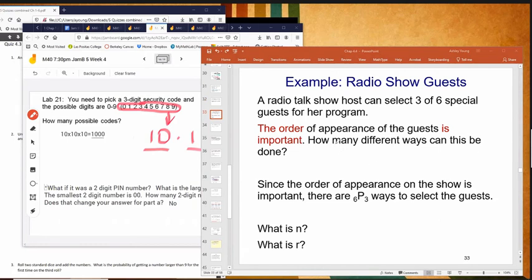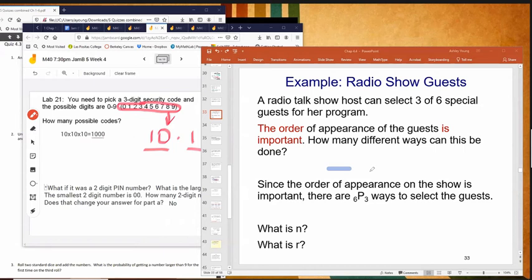Does that make sense? That's good. Thank you. So, I'm selecting 3 out of 6, so it's 6, I'm picking 3, 6P3. What does this mean? That means I have 3 spots, boom, boom, and boom. And I got to start with 6.